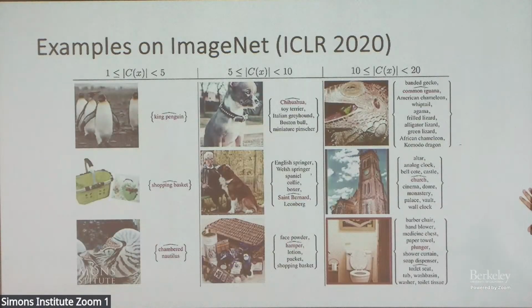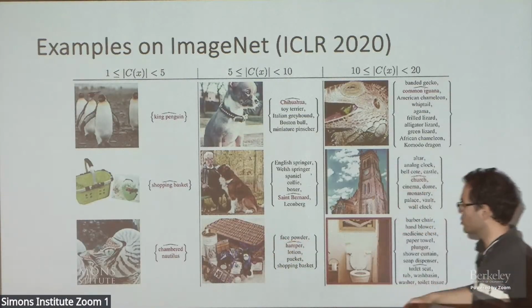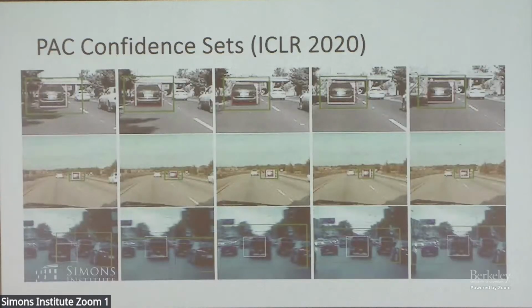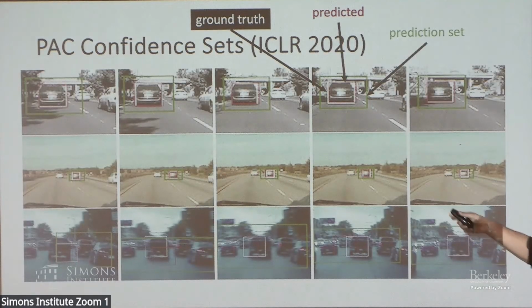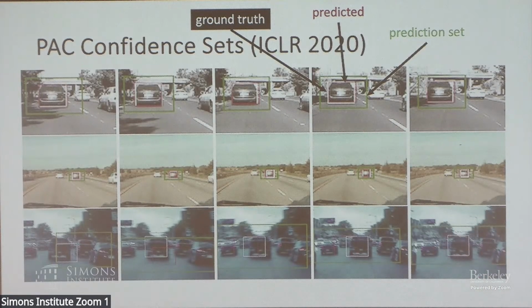So here are some examples on ImageNet. You can see it outputs these labels. And I think the prediction sets scale nicely with the intrinsic uncertainty of the image. And we can also do it for things like object detection, where we have a bounding box that over approximates the true bounding box.